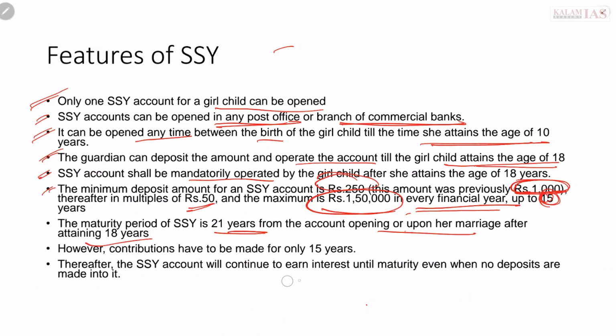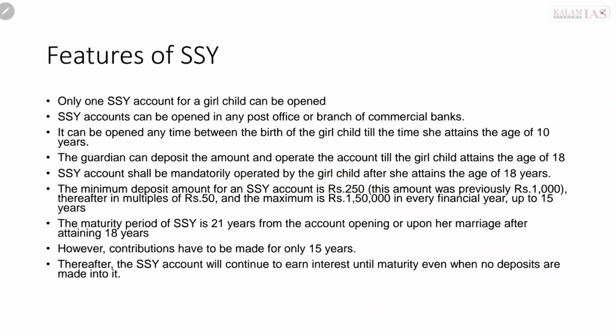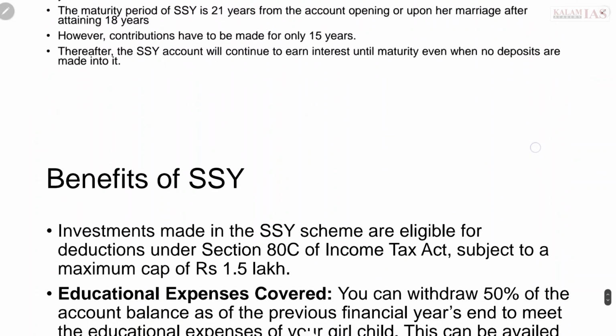The contributions, however, only have to be made for 15 years maximum. So therefore, if you start at the age of 1, then by the age of 16 years of the girl, you can stop contributing and you will get the amount. Thereafter, the SSY account will continue to earn interest until maturity, even when no deposits are made into it, so that there is greater financial autonomy for the woman.